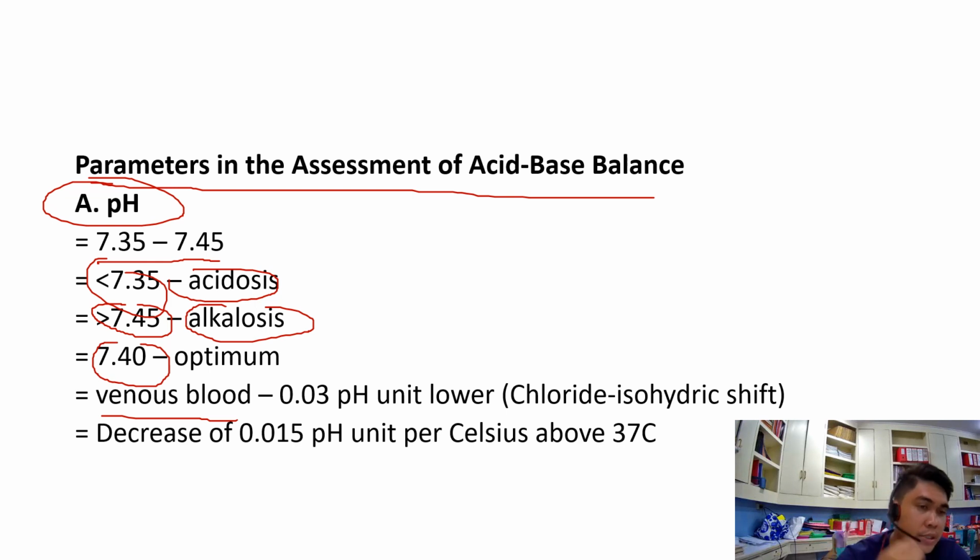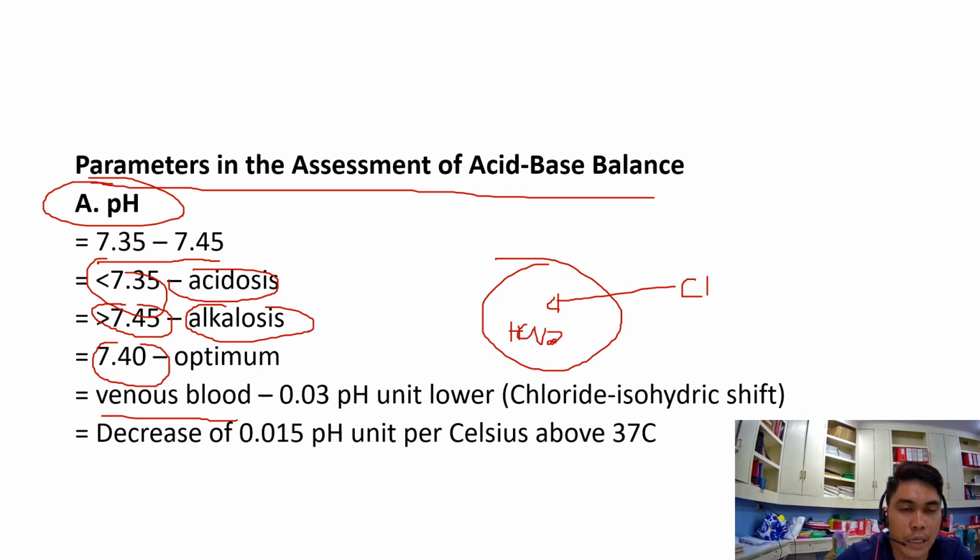If we compare the pH between venous and arterial blood, venous blood is 0.03 pH unit lower than arterial blood, because of the chloride isohydric shift, or the chloride shift. The chloride shift is the exchange of chloride from outside to inside, and bicarbonate from inside to outside. So venous blood is 0.03 lower than arterial blood because of the chloride shift.